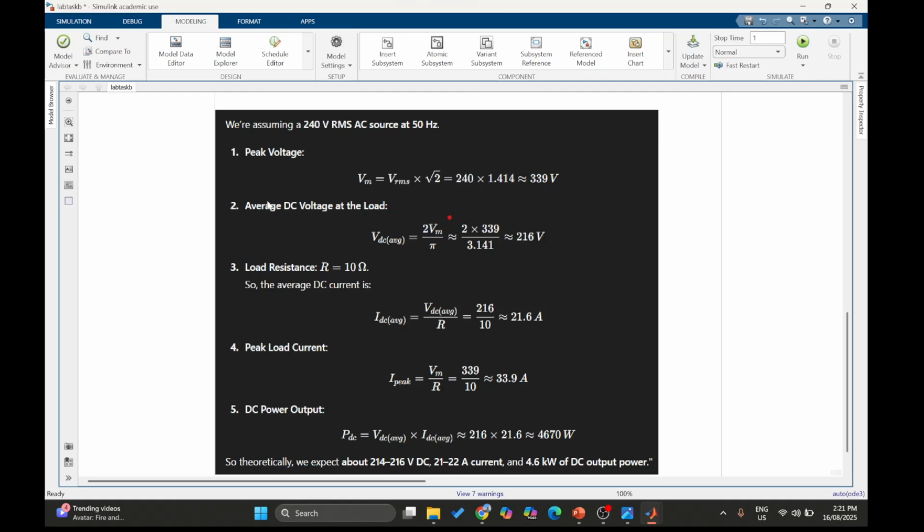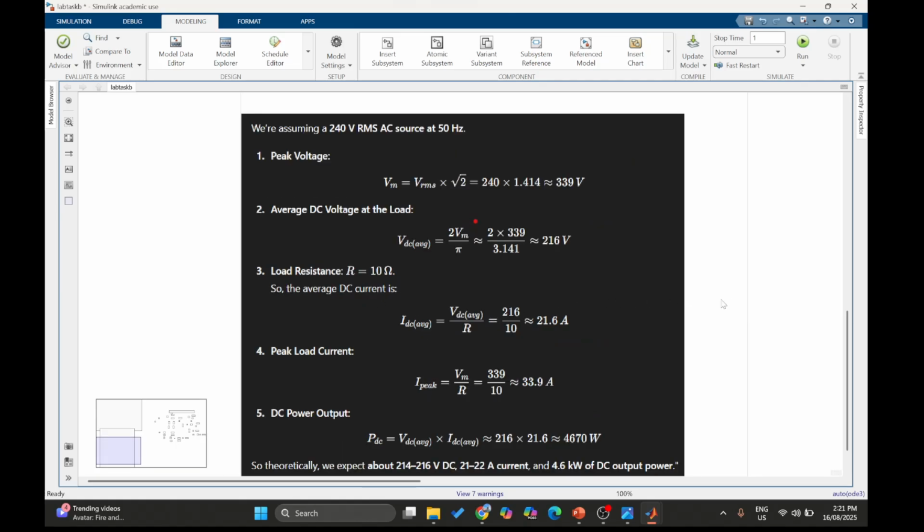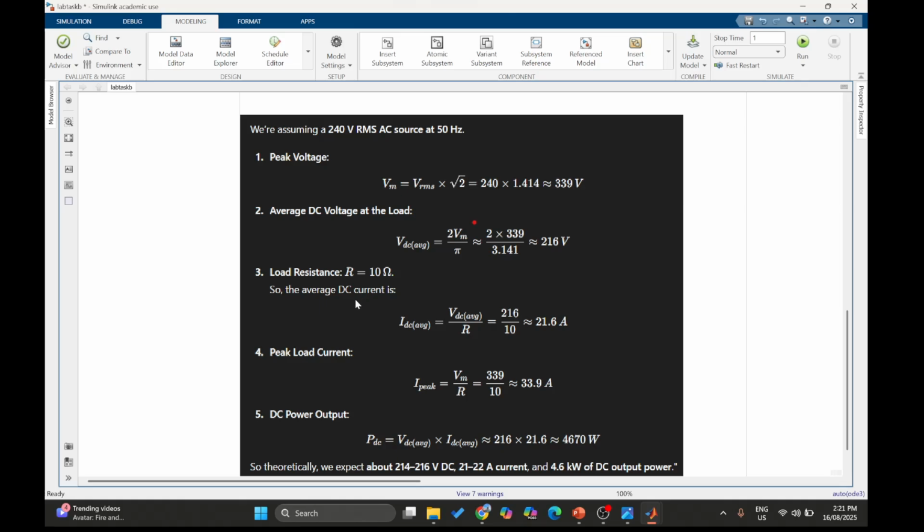Next I'm calculating the average DC voltage, which I will get at the output by using the formula 2 times peak voltage divided by pi, and I'm getting 216 volts. For the load resistance, firstly I will use a purely resistive load, and then later change it to the RL load to show you some difference in the waveform.